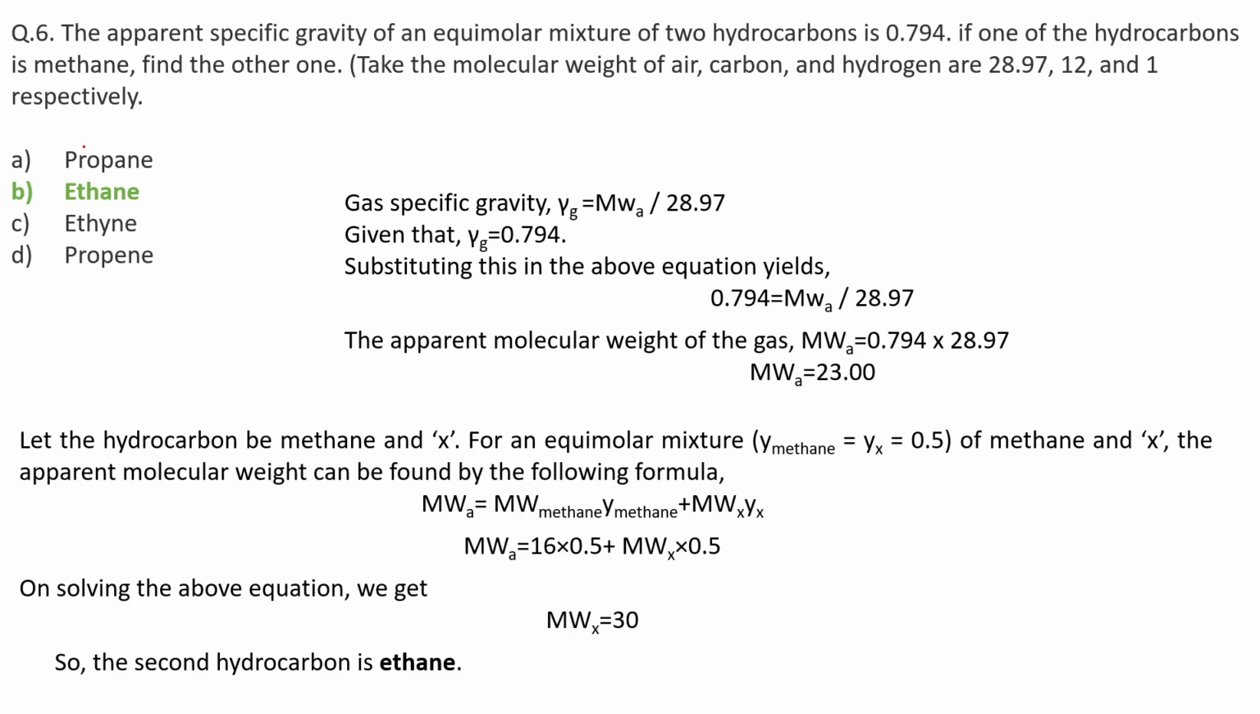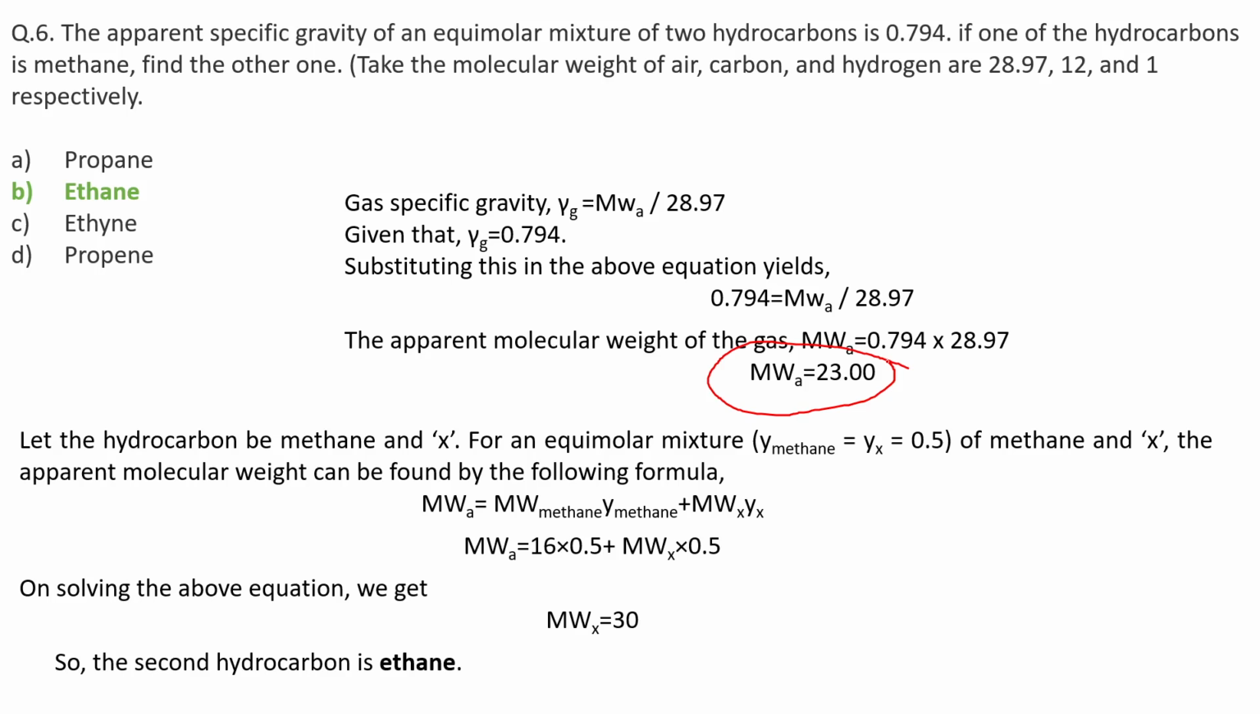So now, as the gas specific gravity is known to us, from that we can find out the apparent molecular weight. As previously we discussed, specific gravity is equal to apparent molecular weight divided by the molecular weight of the air, which is taken as 28.97. It is given that specific gravity is equal to 0.794. So we will find out the apparent molecular weight, that will come at 23. So this is the apparent molecular weight.